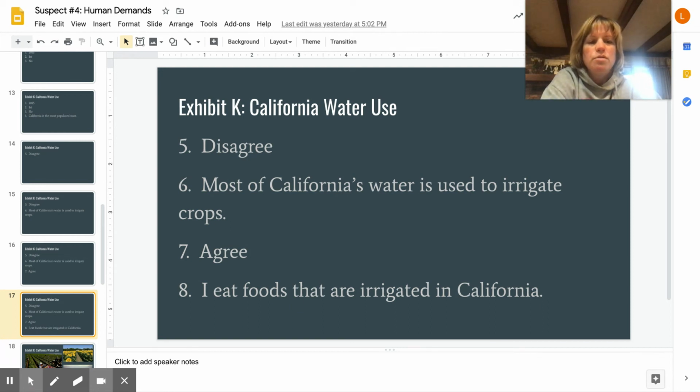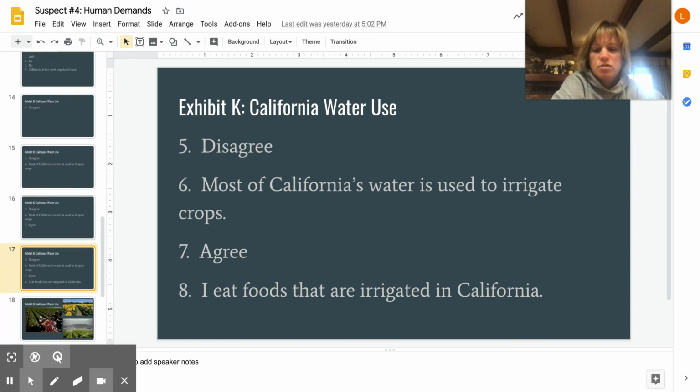We eat a lot of foods that are irrigated, which means watered in California. So when you go to the grocery store, about 40% of the produce there, the fruits and veggies, come from California. So when you bite into a strawberry and it's a juicy strawberry, that juice is actually California's water. Probably, if you look, it'll say if it's grown in California.